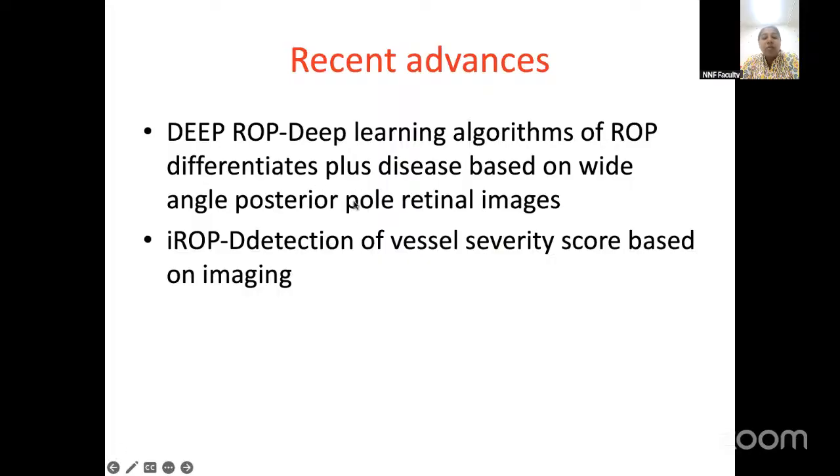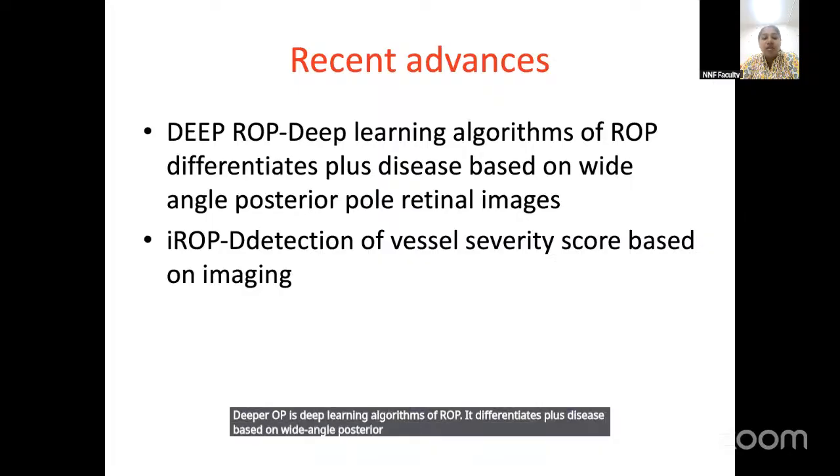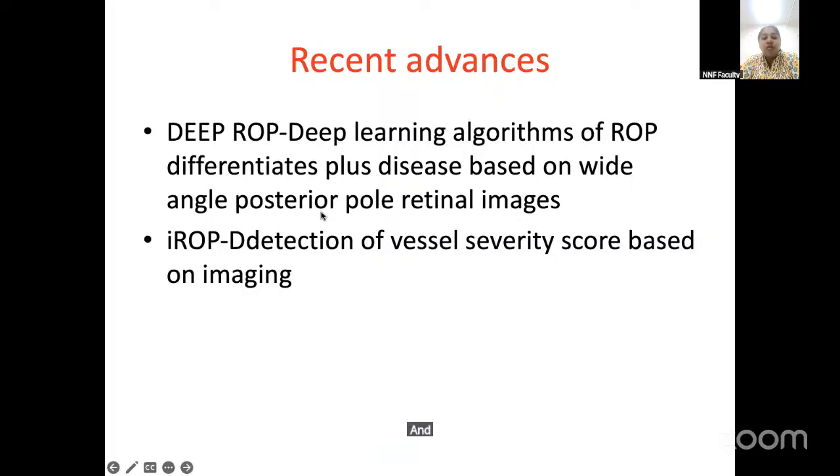DeepROP is a deep learning algorithm for ROP. It differentiates plus disease based on wide angle posterior pole retinal images. And i-ROP is the detection of vessel severity score based on imaging.